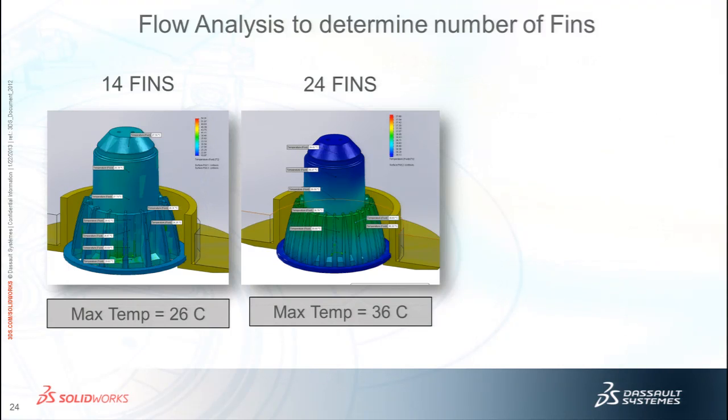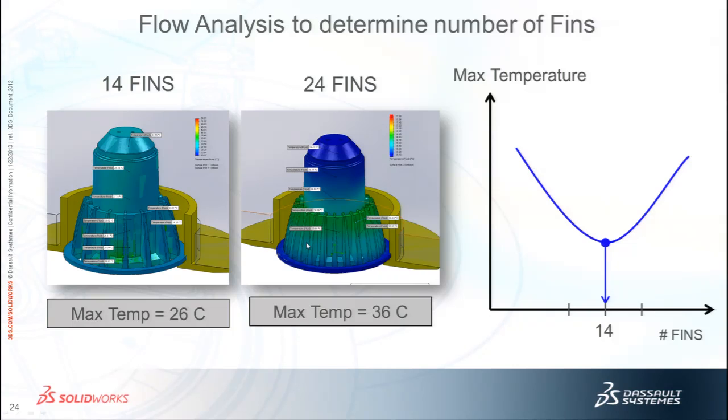Okay, another problem was the case of the LED. For those problems, we have to apply flow simulation. The problem here is to define how many fins we have to use. This is a case for 14 fins. And this is for 24. We ran many cases, and what we got is that for 14 fins, we got the minimum temperature on the case. So it's a kind of optimization process that you can do with flow simulation. This is a very usual application of flow, right?